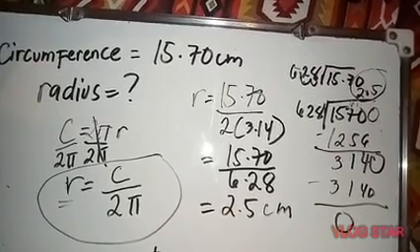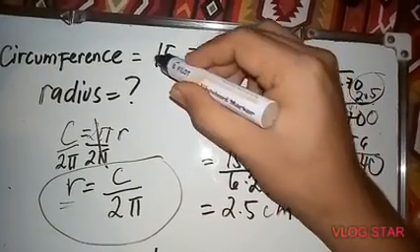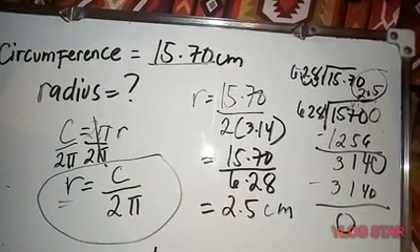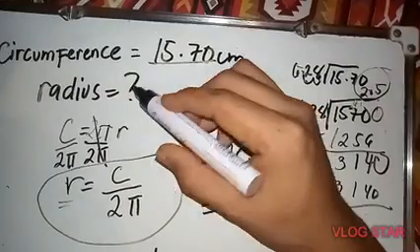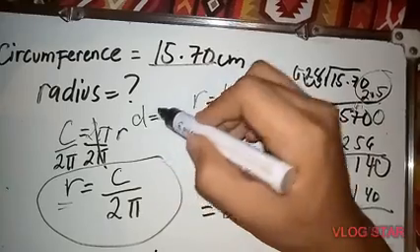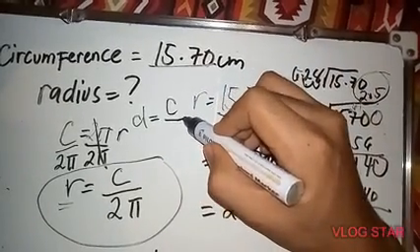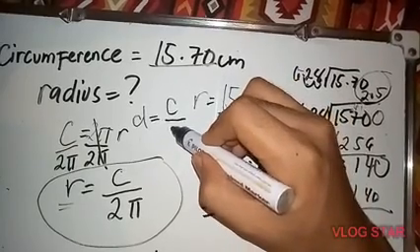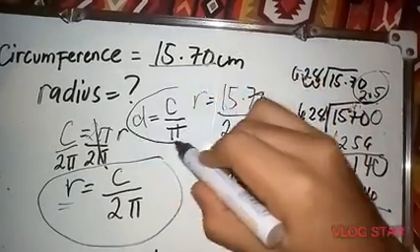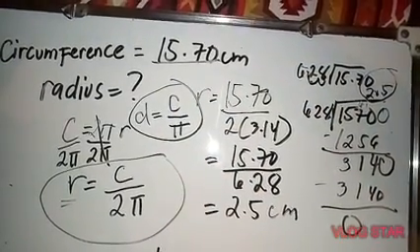If given the circumference and we're looking for the diameter, simply do diameter is equal to circumference divided by pi to get the diameter. This one is for circumference.